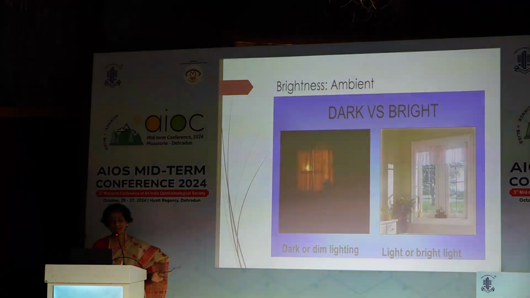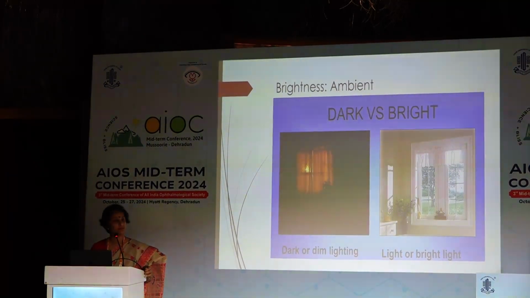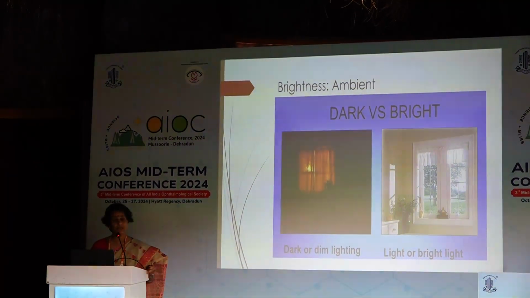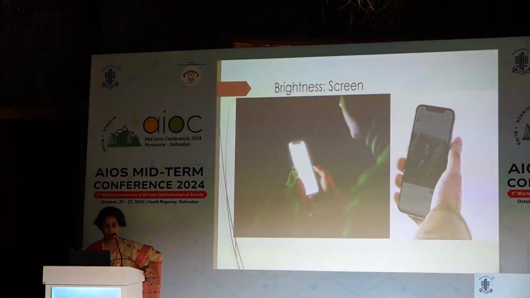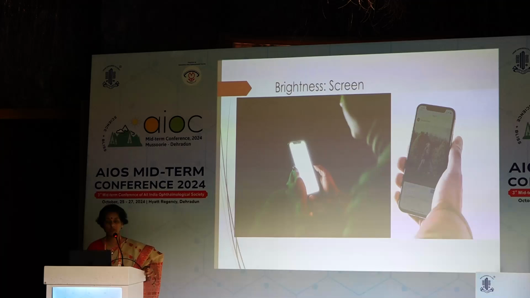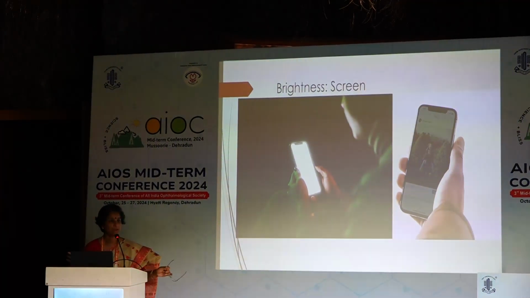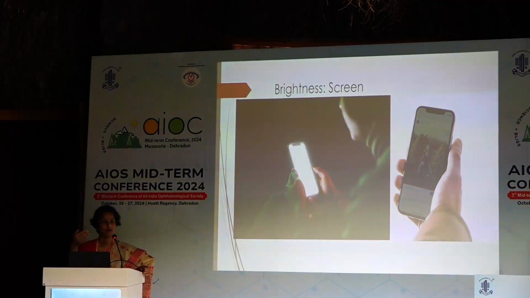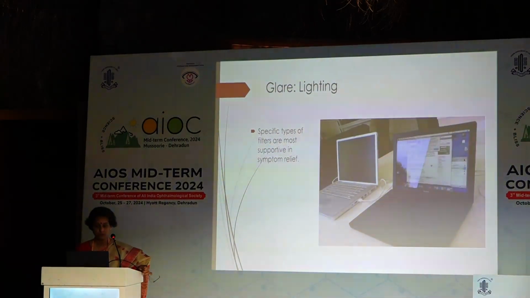smoothing. Just look at the difference between an ambient light, which is dark or dim, versus brighter light, which is more easy on the eyes to see. Also, look at the interplay between ambient light and the screen light. So here, in both the images, there's a disparity. There's too much of dark ambient and too bright a screen, or vice versa. So that itself causes eye strain.